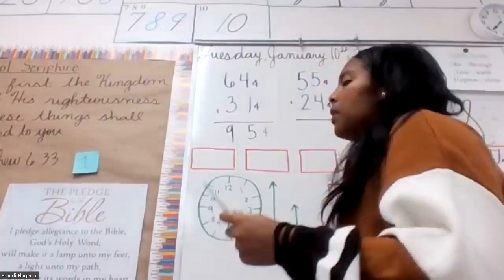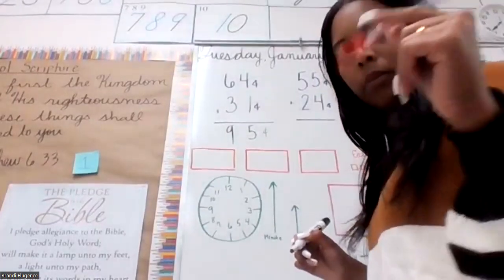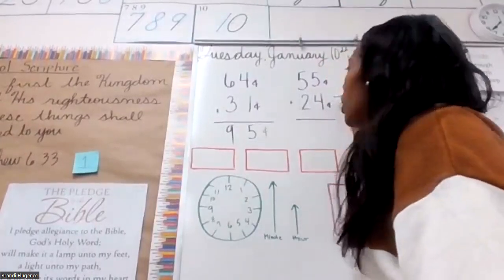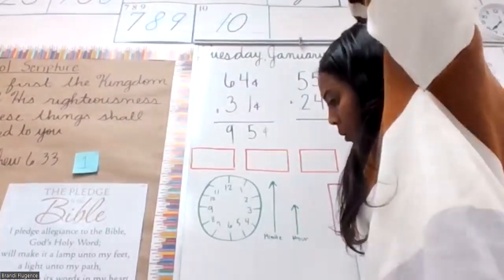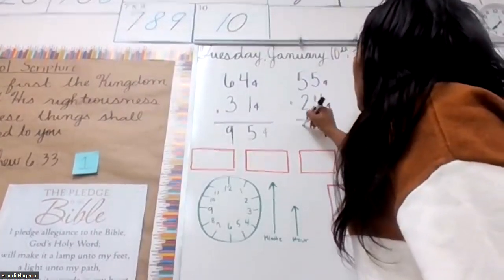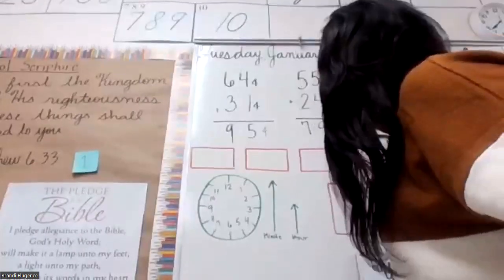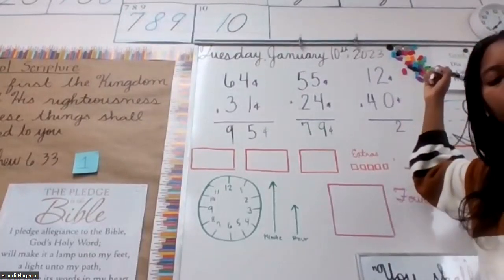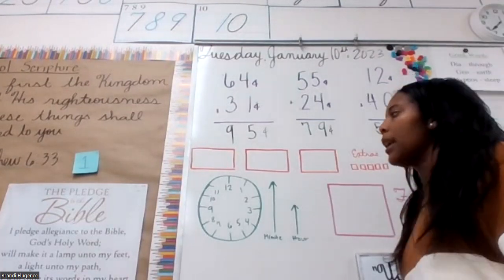Next one, 55 cents plus 24 cents. Okay, Cairo, add this one up. Where do we start adding? At the back. 5 plus 4 is 9. 5 plus 2 is 7. 79 cents. Good. All right, last one, Braylee. 2 plus 0 is 2. 1 plus 4 is 5. 52 cents. Awesome. All right, so just check your answers.